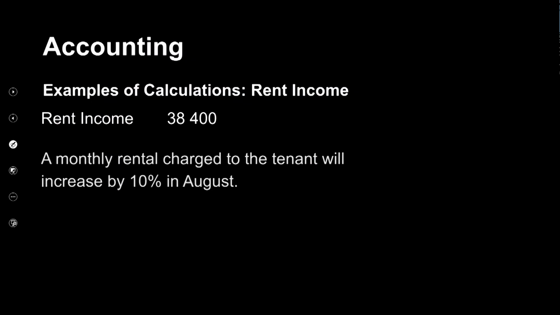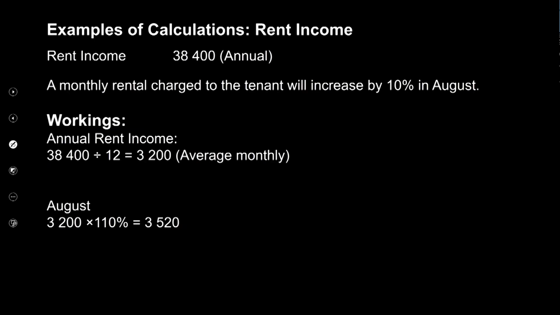Okay, let's move on. Remember, we're doing examples of calculations based on the projected income statement. We are told that the rent income amounts to 38,400. A monthly rental charge to the tenant will be increased by 10% in August. That's the information that we have. Step number 1, take your figures. Annual rental income tells you that you have to divide that figure by 12.